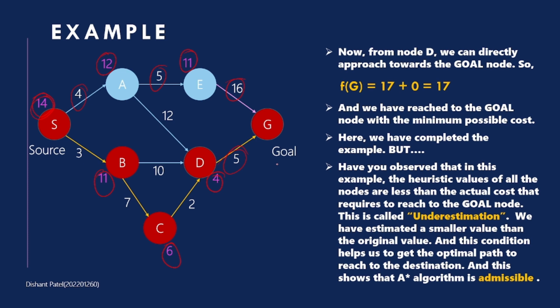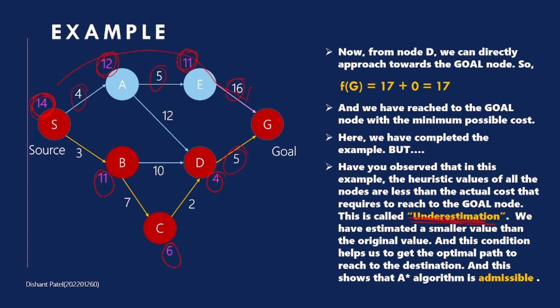So why do we have to do this? If we choose these lesser values than the actual values, we can get the optimal solution to reach this goal node. Okay, this condition is called underestimation.